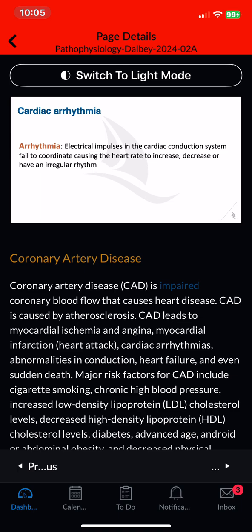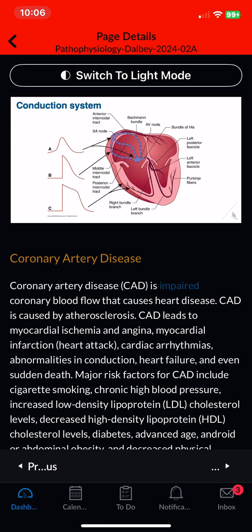An arrhythmia is when electrical impulses in the cardiac conduction system fail to coordinate, and that causes the heart rate to increase, decrease, or even have an irregular rhythm. It's important to remember how the conduction system of the heart works.